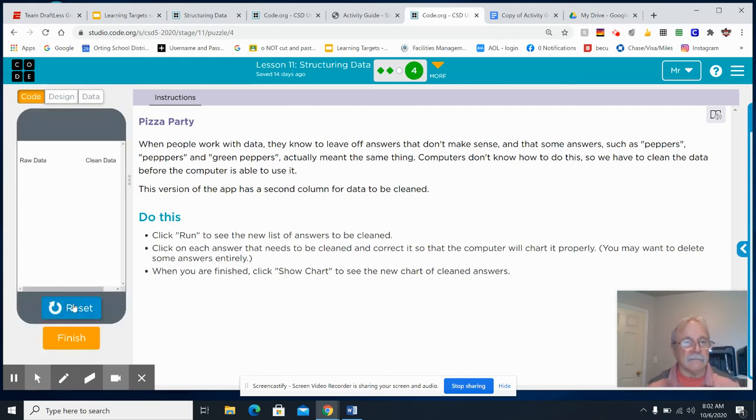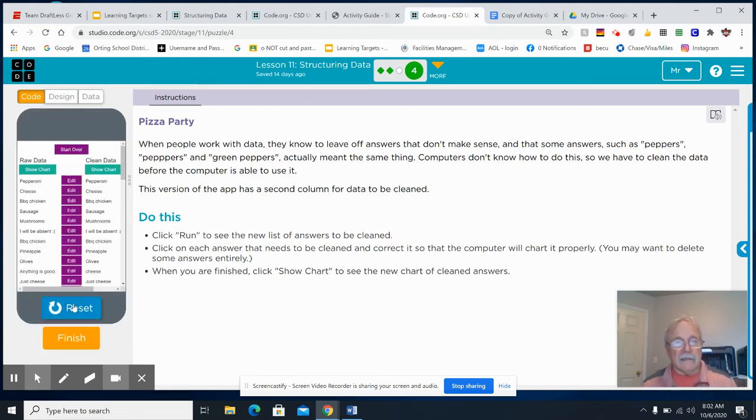Okay, so we're looking at this. So we click the Run. Okay, there it is. Click on each answer that needs to be cleaned and correct it so that the computer will chart it properly. You may want to delete some of the answers entirely. When you are finished, click Show Chart to see the new chart of cleaned answers.